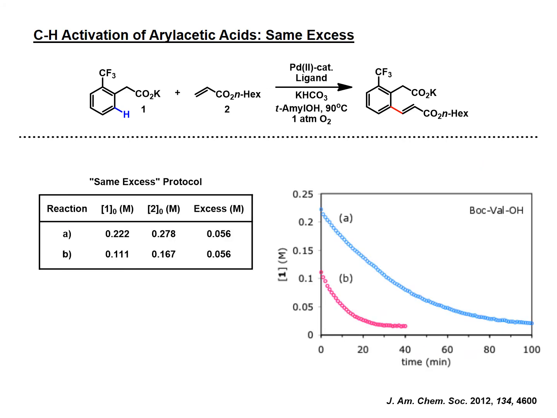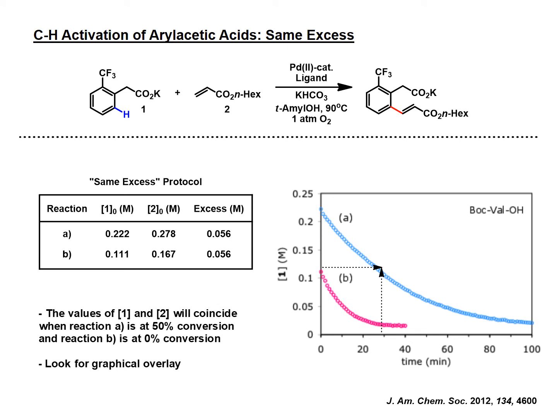The same excess protocol is just what it sounds like. You're running two different reactions, A and B, with two different concentrations of your species. I'm calling this 1 and 2. But the difference between them is going to be the same in each of those reactions. That's my same excess. And we're doing that on purpose because there's a point in reaction A at which it should have the same stoichiometry in species 1 and 2 as the starting stoichiometry for reaction B.